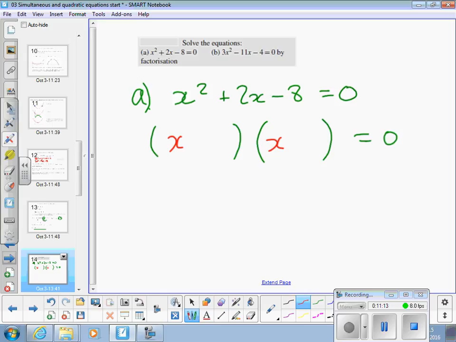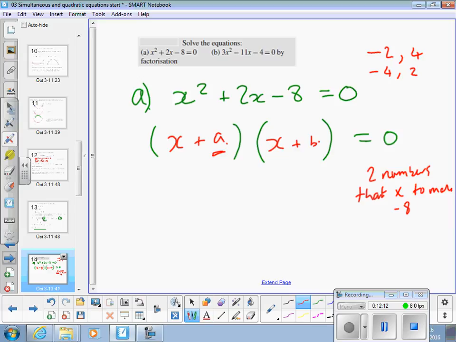Now, in here and here, there and there, what I need are 2 numbers that multiply to make minus 8, because when I do that value, let's call them A and B, right? When A and B are multiplied together, they've got to make minus 8, and when they're added together, they've got to make 2. So what options have we got multiplying 2 numbers to make minus 8? Minus 2 and 4, minus 4 and 2.